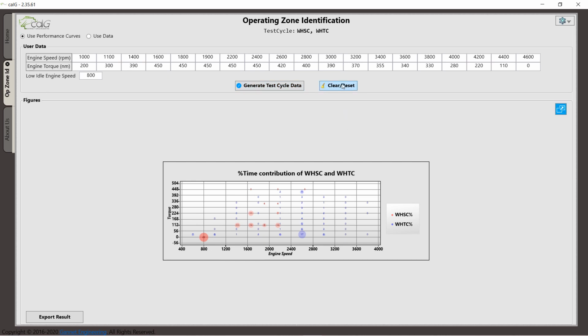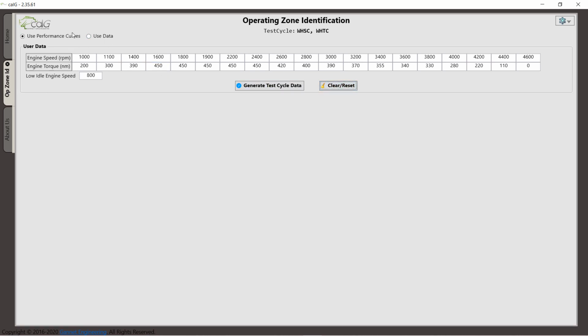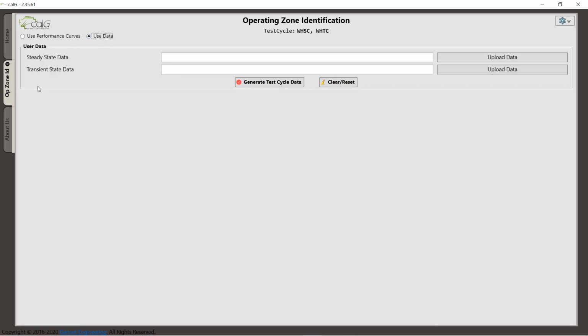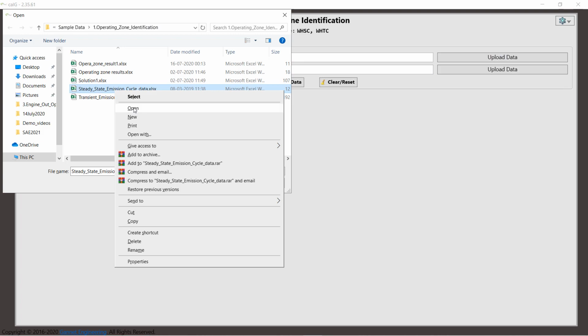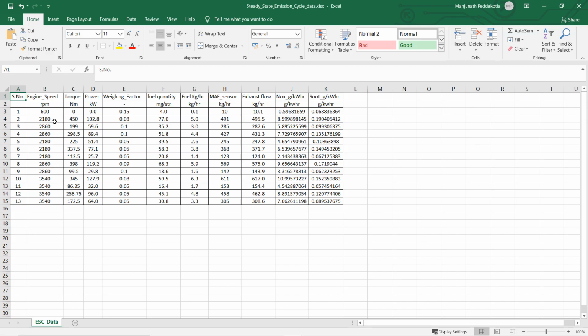Now let's see the other option, which is use data. When I use data, it doesn't have to be WHSC or WHTC or ESC or ETC. You can upload any steady state test cycle data. Let me show you what format the steady state data should be in. Let me open this file. You can see it has speed and torque in rpm.